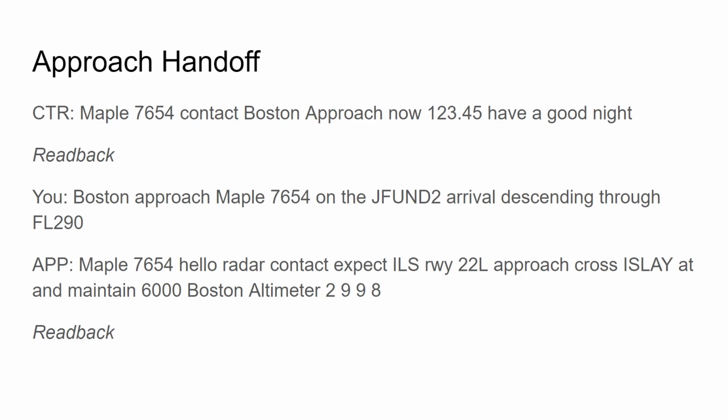They might not give it to you immediately, but they'll give it to you at some point while you're descending. They'll give you what approach to use, which depends on what runway they have open, what kind of approach. They might give you the visual, they might give you ILS or whatever. So an example here is radar contact, expect ILS runway 22 left approach, cross Islay Adder, maintain 6,000, Boston altimeter 29908. That's just an example of an instruction they might give you.